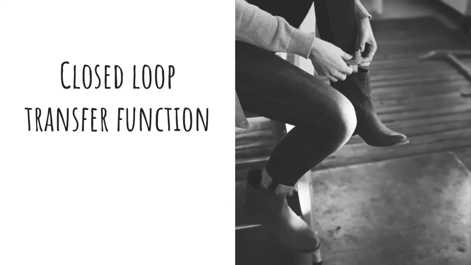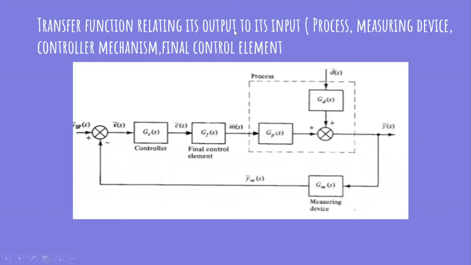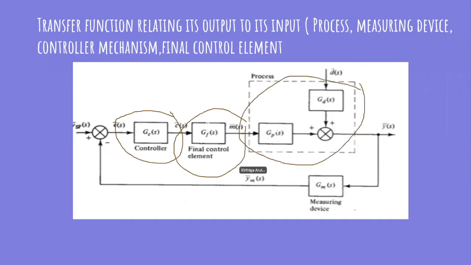A closed loop control system, also known as a feedback control system, is a control system which uses the concept of an open loop system as its forward path, but has one or more feedback loops or paths between its output and its input. So this is the block diagram of a closed loop control system. Based on this block diagram, we can come up with transfer functions relating its output to its input for each of its four components. So we have to do the transfer function for each block: the controller, the final control element, the process, and then the measuring device.